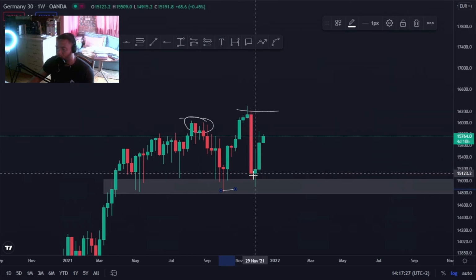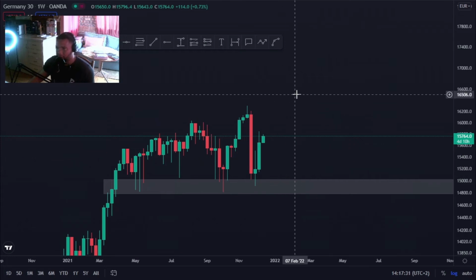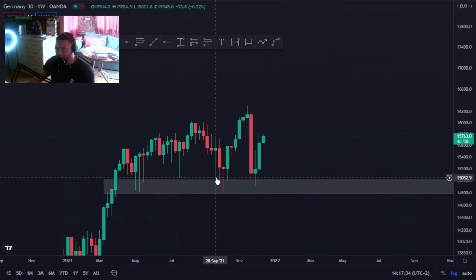Price did come down with this one huge candle on our weekly time frame, right? That's a good sign that price will be showing us some form of impulsive move to the downside, right?